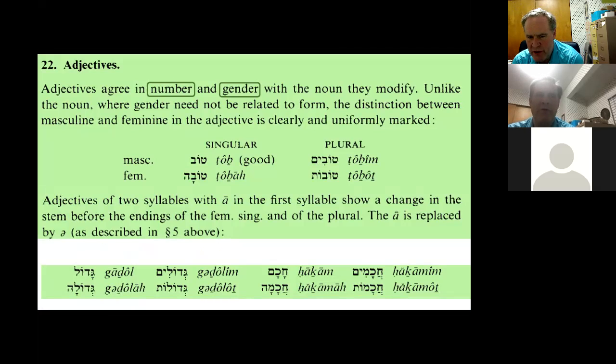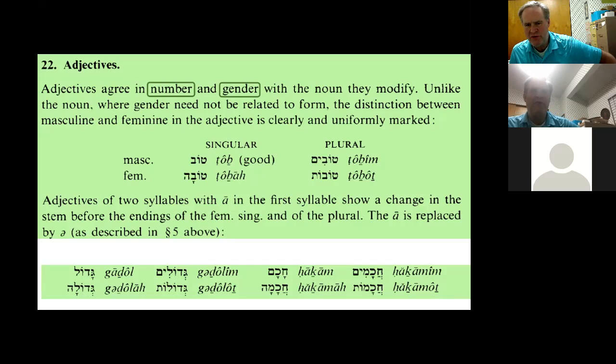So again, we have tov, that's the masculine singular. If it's feminine and singular, it's tova. If it's plural, it's tovim, tovot. So a guy can be tov, a girl can be tova. If you have a bunch of guys, they can be tovim. Tovim is the plural. And a bunch of girls, that would be tovot.